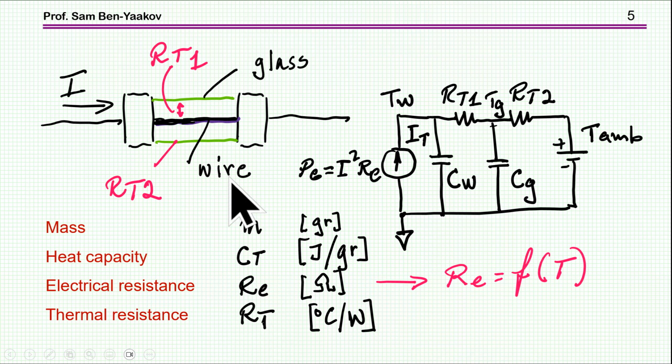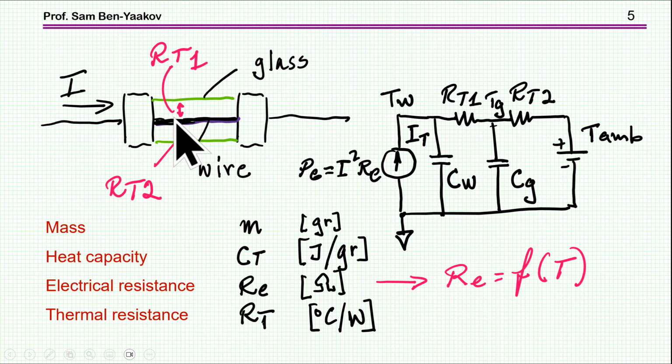I'm turning now to the electric fuse. The most important aspect of the operation is the thermal aspect. So I'm going to build here an equivalent circuit that emulates the operation of the fuse. So we have the fuse, we have a wire, we have a glass here. This is one example, of course. There are many types of fuses.